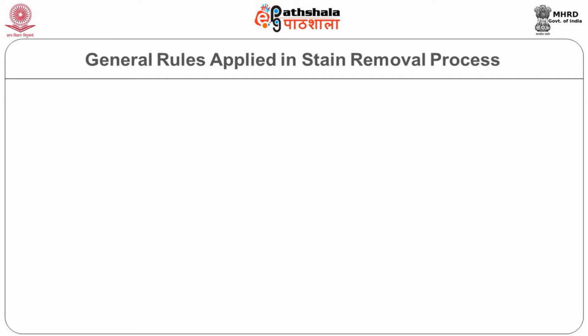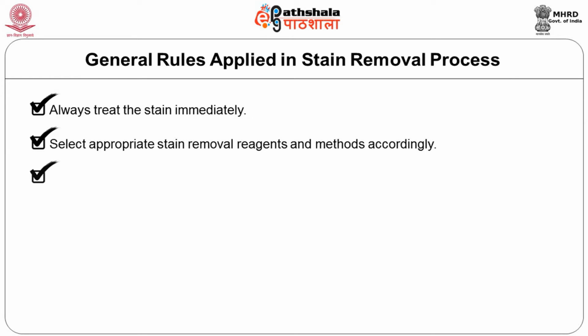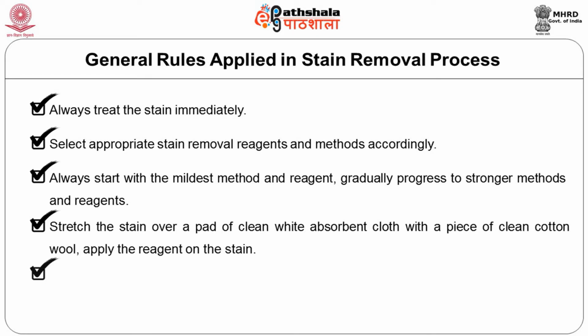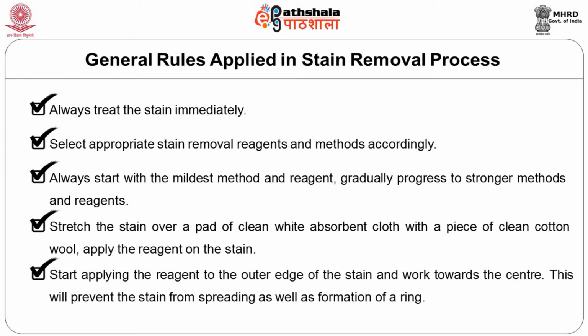The general rules applied in the stain removal process are: first, always treat the stain immediately. Select the appropriate stain removal agents and methods accordingly. Always start with the mildest method and reagent, gradually progressing to stronger methods and reagents. Stretch the stain over a pad of clean white absorbent cloth, and with a piece of clean cotton wool apply the reagent on the stain. The last one, start applying the reagent to the outer edges of the stain and work towards the center. This will prevent the stain from spreading as well as the formation of a ring.